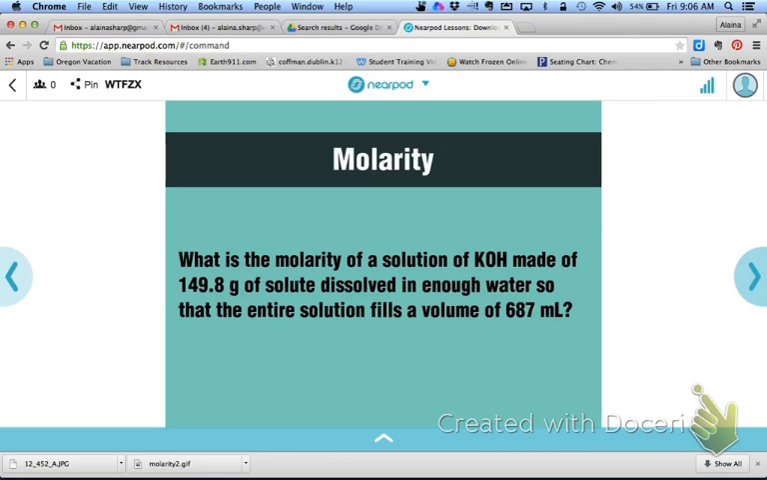Okay, so the first thing that we're going to do, I kind of lost my notes there up at the top, but that's okay. So the first thing that we want to do, remember we've got moles per liter, is I'm going to take those grams of solute, because it's moles of solute, and change that into moles of my solute, which is KOH. So I'm going to take 149.8 grams, and I need to turn that into moles.